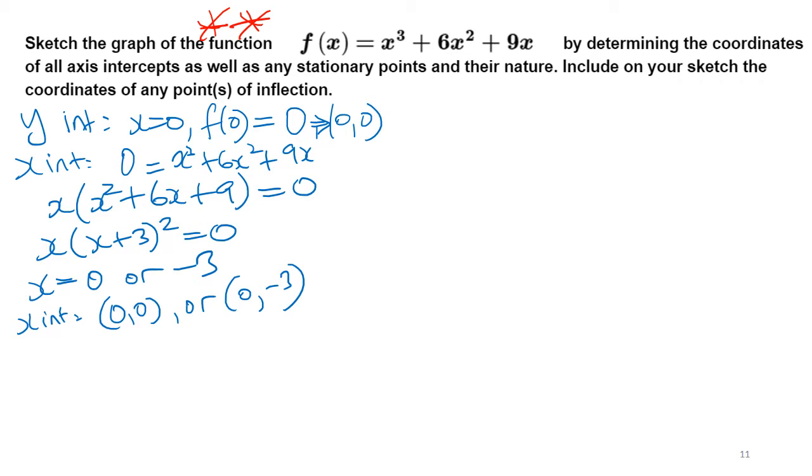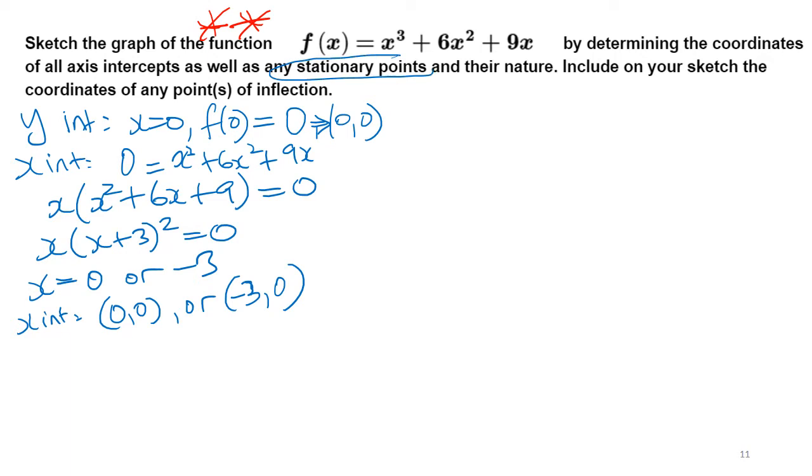Okay, so let's look at what we can do. Sorry, I just wrote the wrong thing here. I just realized it should be the x-intercept. Sorry, I was being silly. The x-intercepts are (0, 0) and (-3, 0). All right. Okay, so next I want to move on to finding the stationary points.